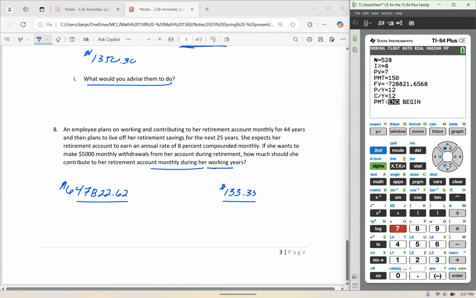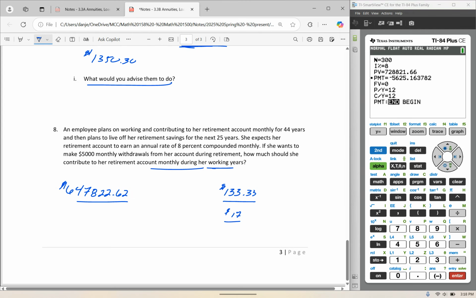And we say, okay, what if she retires with $728,000 in that account? What withdrawals could she take each month during the 300 months of her retirement? She could actually, for an additional $17 a month, increase her retirement monthly by $625 a month. Not a bad return. Okay, so there's a look at finance.